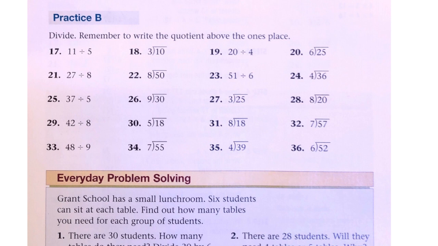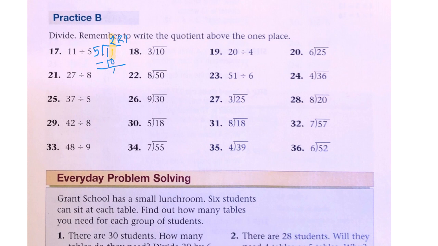Practice B, divide. Remember to write the quotient above the ones place. So when it's left to right, I can put the division box. The first number on the left goes inside the box. So 11 divided by 5 would look like that. 5 goes into 11 2 times, and the 2 goes over the ones place. 2 times 5 is 10 with 1 remainder. So the answer is 2, remainder 1.